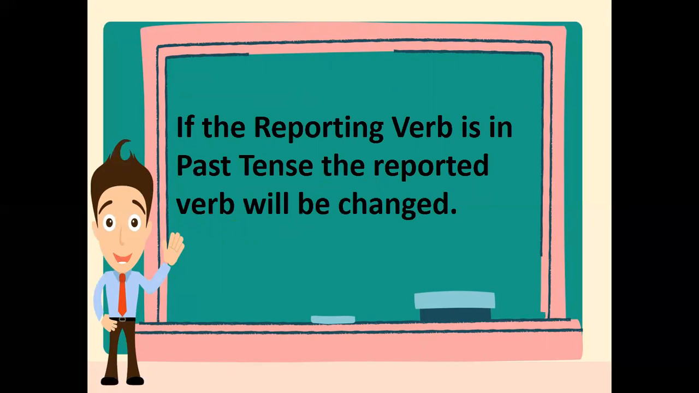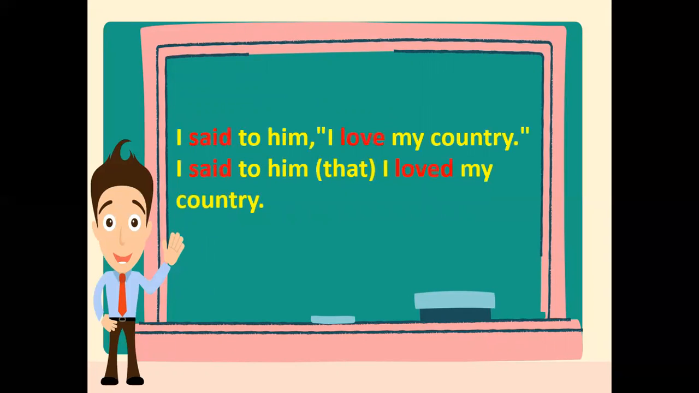Let's move further. If the reporting verb is in past tense, the reported verb will be changed, but there will be one exception, which we are going to talk about later. Example: I said to him, I love my country. The sentence is the same, but see, the reporting verb is changed now. Before that, it was say and will say. Here it is said, that is the past form of the verb. So when the reporting verb is in past form, your reported verb will be changed. See, I said to him that I loved my country. Now we have changed the reported verb.